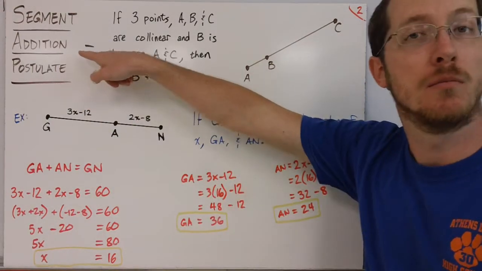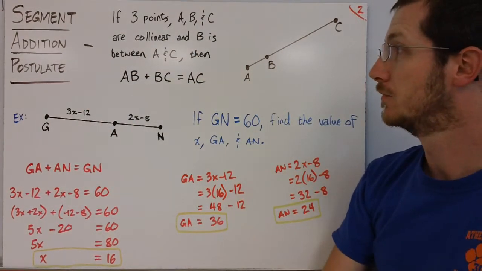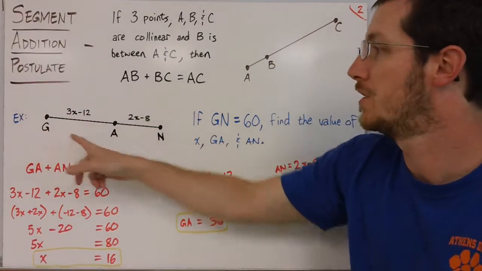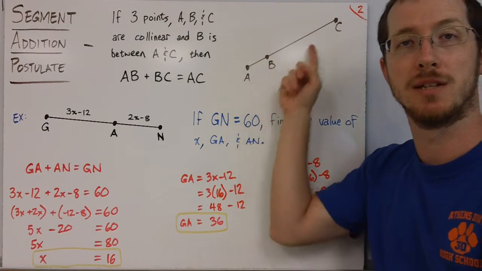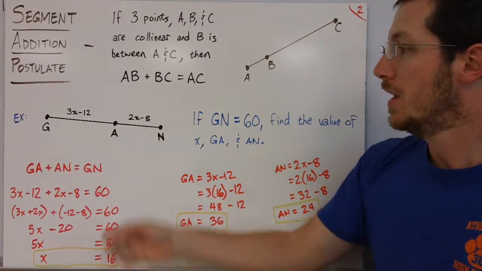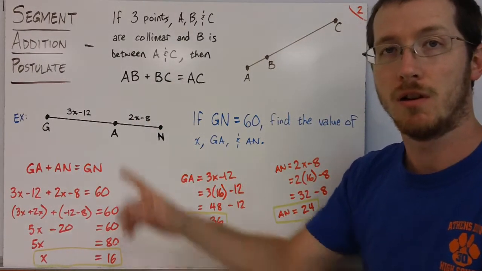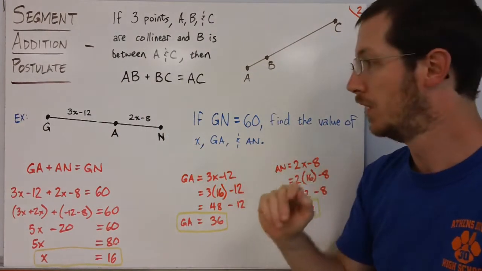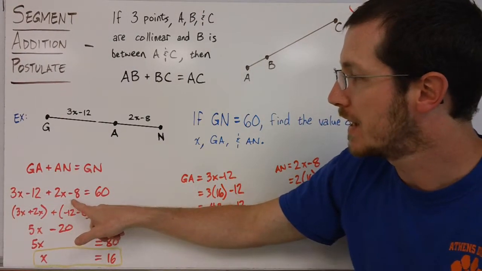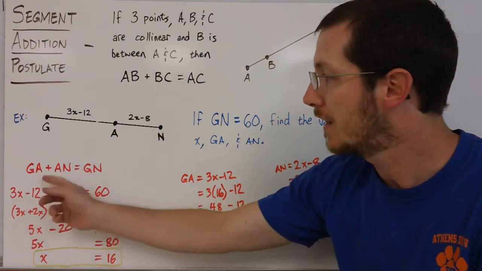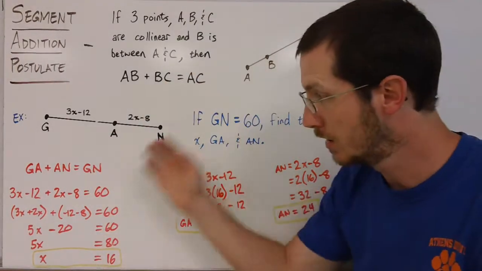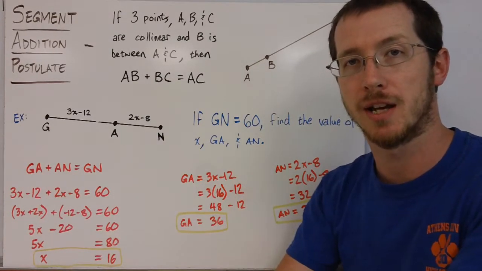Okay, so we can start by using the segment addition postulate. So using this formula, but applying it to this problem where we've got G, A, and N instead of A, B, and C, we get GA plus AN equals GN. Substituting in the values that were given on the diagram and in the problem, we get 3x minus 12 for GA, 2x minus 8 for AN. We can add those together, set it equal to GN, which we're told in the problem is 60. So we've got our equation, we've got one variable in x.